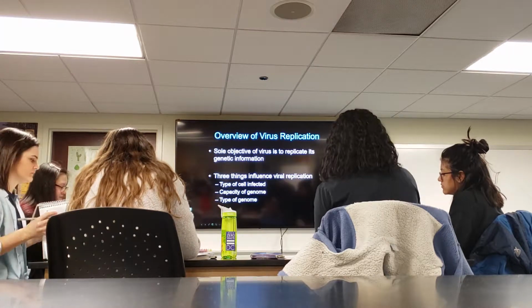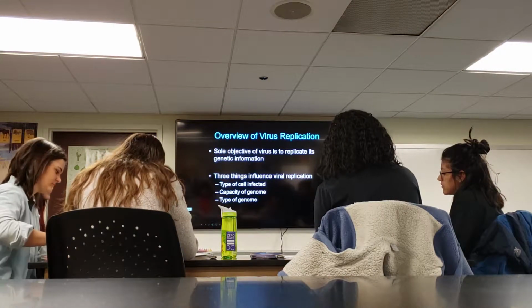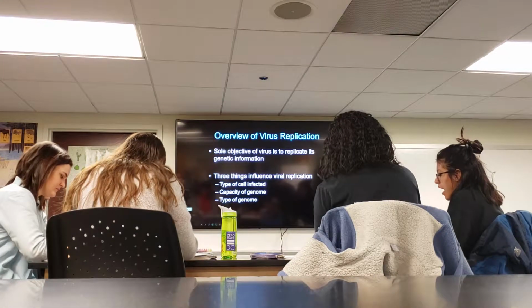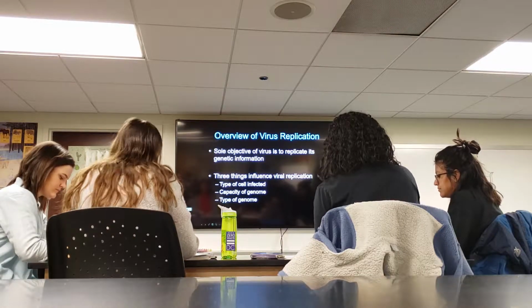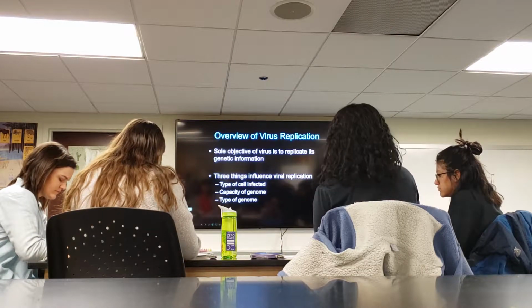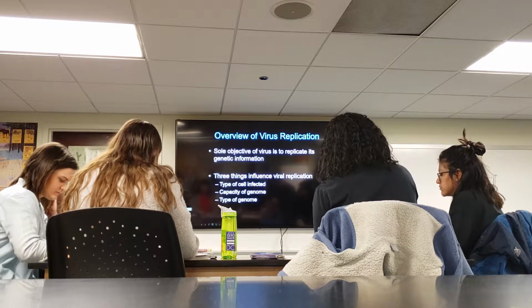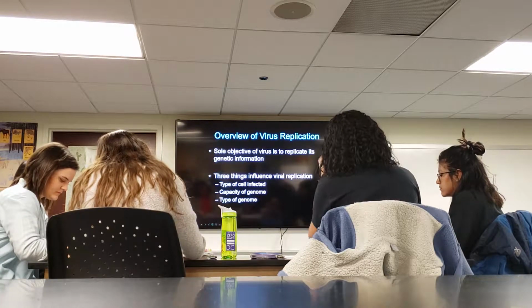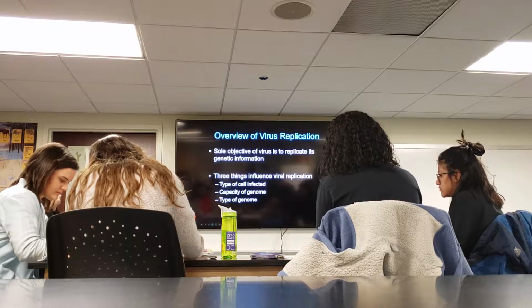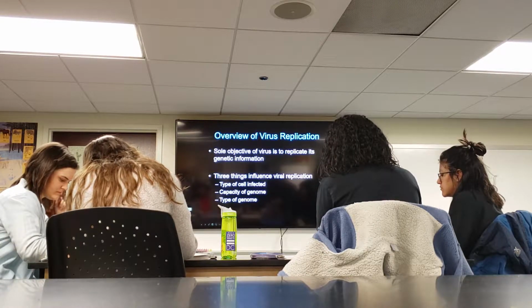There are 3 things that influence how a virus replicates. Number 1 is the type of cell that is infected. Is it a eukaryotic cell? Is it a prokaryotic cell? Is it an animal cell? Is it a plant cell? Is it a kidney cell? Is it a digestive tract cell? So what type of cell becomes infected?